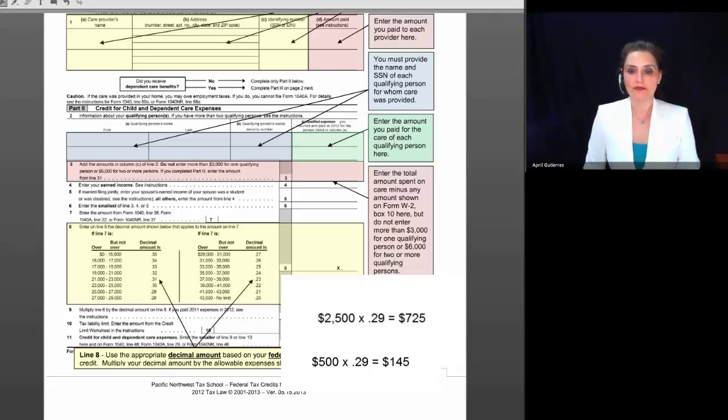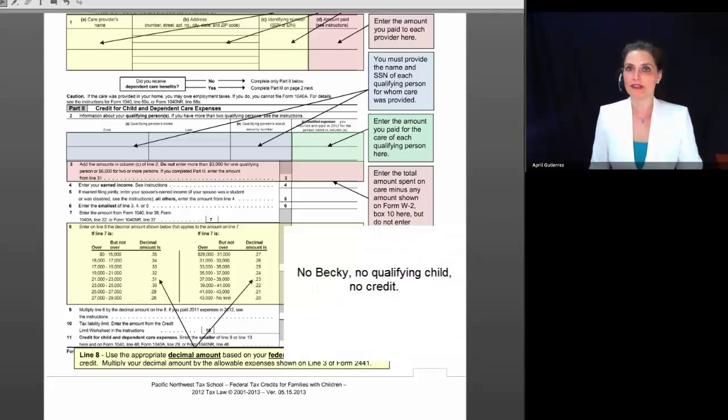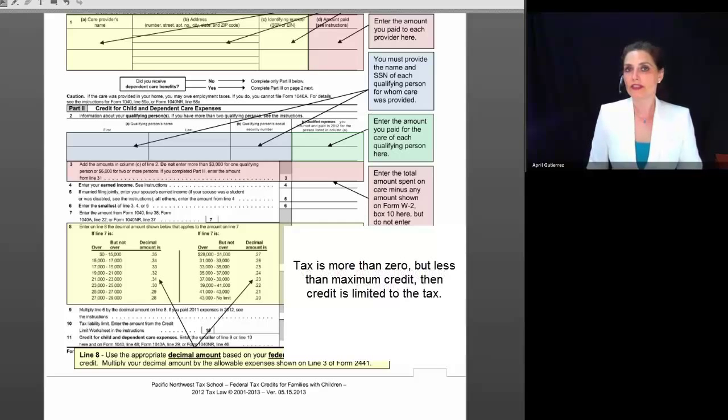So we'll see as we go through the answer key for Jack and Sylvia towards the end of today's class how we can end up in a situation where Sylvia has no tax and doesn't benefit from her credit at all, or perhaps she doesn't claim Becky's dependency exemption and therefore she has no credit at all in that situation. And then in a third situation, her tax is more than zero but less than $725, and so she gets a reduced child and dependent care credit.